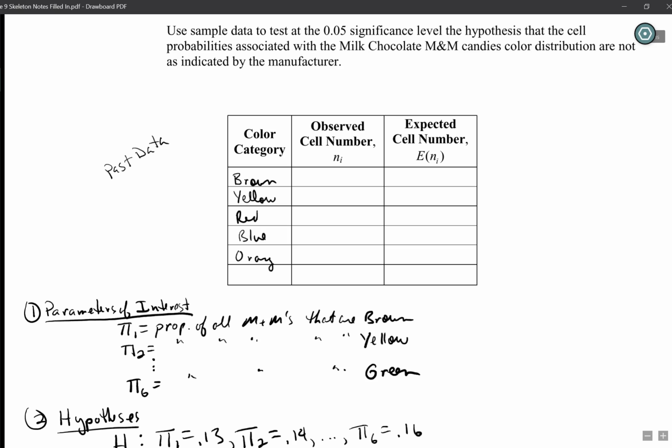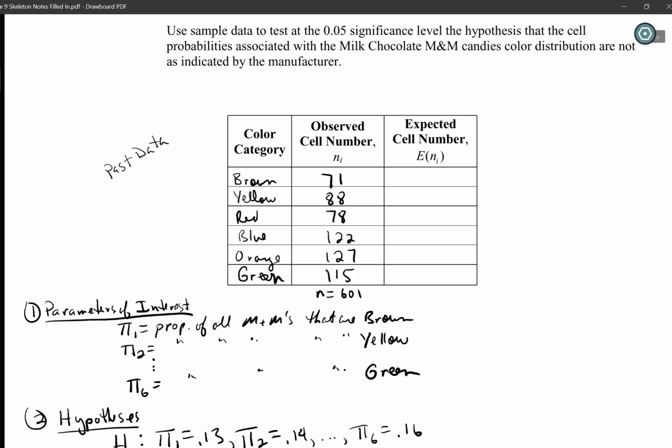orange, and green. With that past data, we looked at a total of 601 M&Ms. I can't remember if that was several bags or one large bag. But there were 71 brown M&Ms, 88 yellow, 78 red, 122 blue, 127 orange, and 115 green. That was what was observed, the observed cell counts for those respective categories.